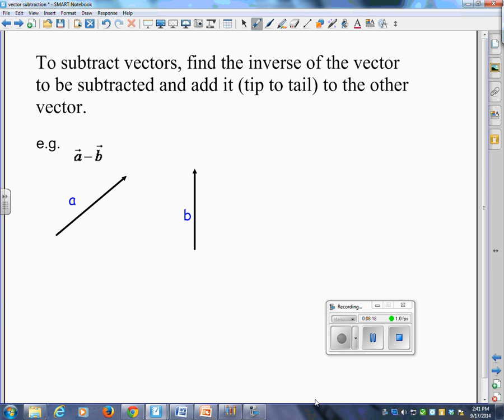Okay, so here's the big idea. This is what you need to know. All that other stuff is just setting the tone. To subtract, don't even write it down yet. Let me explain. To subtract vectors, find the inverse of the vector to be subtracted and add it.